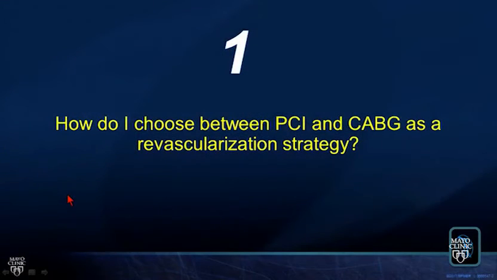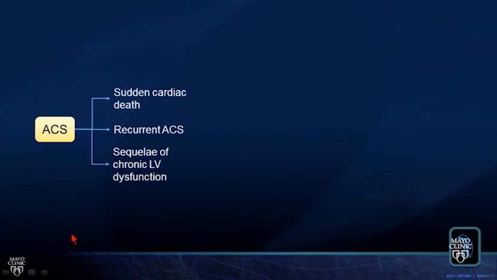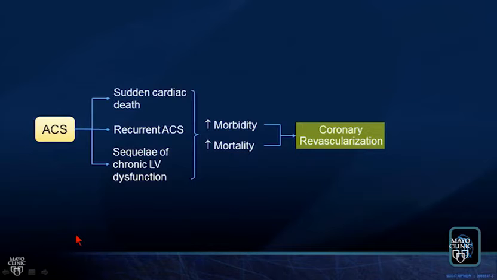So, number 1, how do I choose between PCI and CABG as a revascularization strategy in acute coronary syndrome? So, let's go back to basics. What are we worried about in ACS? We're worried about sudden cardiac death, we're worried about recurrent ACS, and we're worried about the sequelae of chronic left ventricular dysfunction. These are all associated with increased morbidity and mortality, and we've come to learn that coronary revascularization can mitigate these deleterious effects.